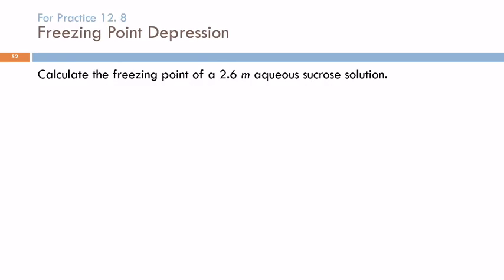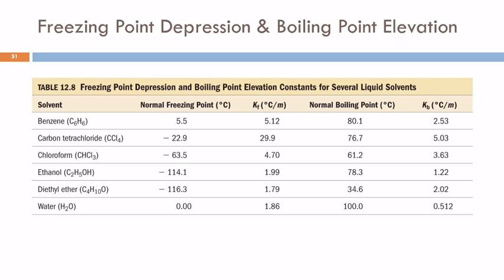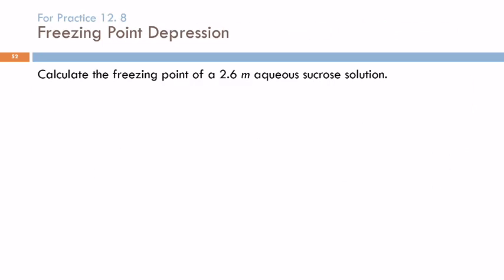Calculate the freezing point of a 2.6 molal aqueous sucrose solution. Well, we need the freezing point constant for what solvent? Aqueous means water is the solvent. So we need to look at water. We know the normal freezing point is 0. The freezing point constant is 1.86 degrees Celsius per molal. So KF equals 1.86 degrees Celsius per molal.